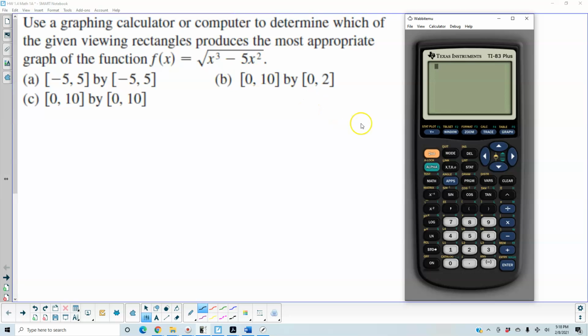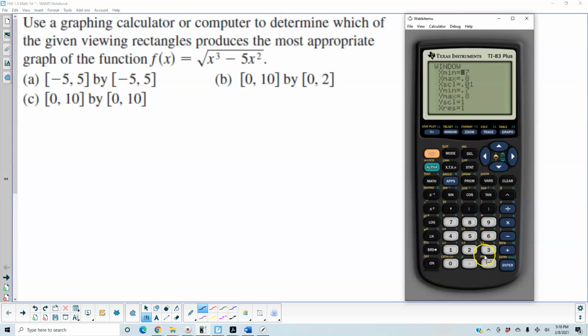So the thing we want to do is select Y equals and then put in our function, which is the square root of x cubed minus 5x squared. So here's our graph, and now we want to look at part A. What would the window look like?